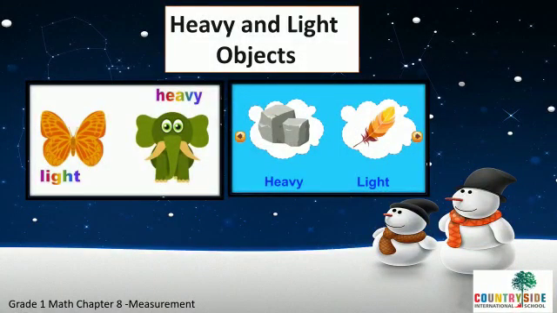Kids, can you see here different heavy and light objects? So here in this first picture the elephant and one butterfly is there. And you know, elephant is heavier than butterfly and butterfly is lighter than elephant, right? Now the next one is stone and feather, and the stone is heavier than feather and feather is lighter than the stone. Means the weight of the stone is more than the feather.